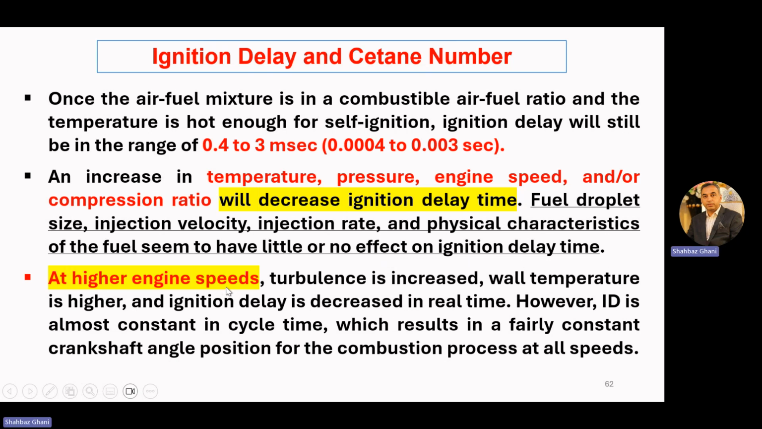At higher engine speeds, turbulence is increased, wall temperature is higher, and ignition delay is decreased in real time. However, ignition delay is almost constant in cycle time, which results in a fairly constant crankshaft angle position for the combustion process at all speeds. So ignition delay is for a definite time period.